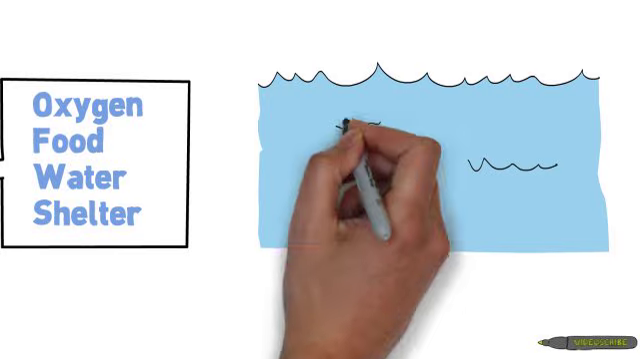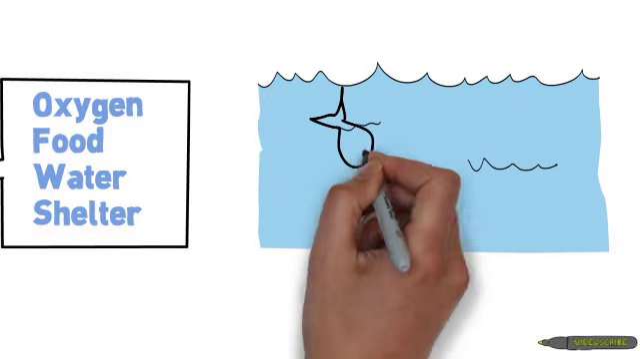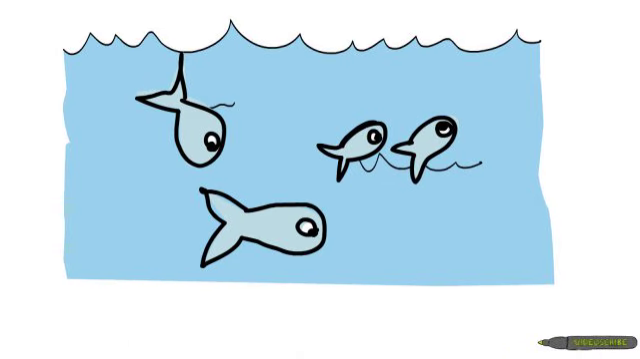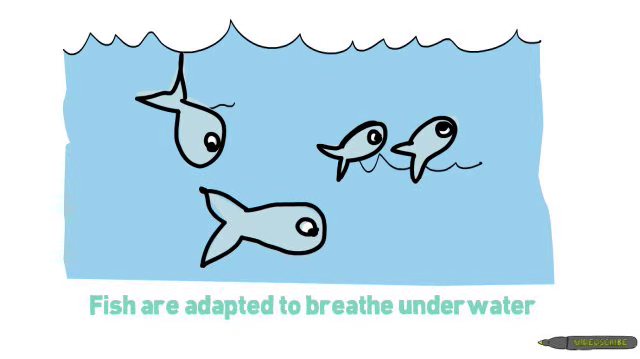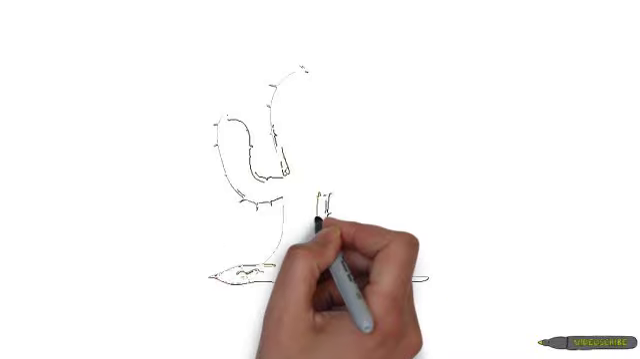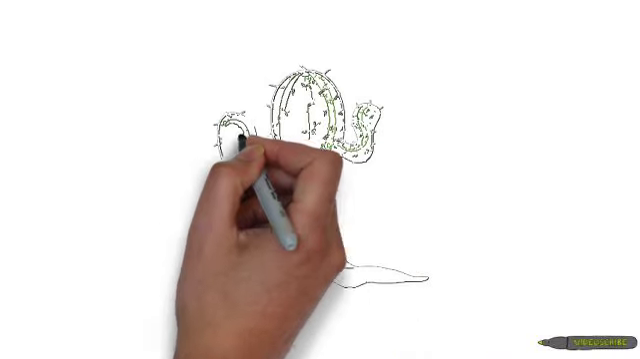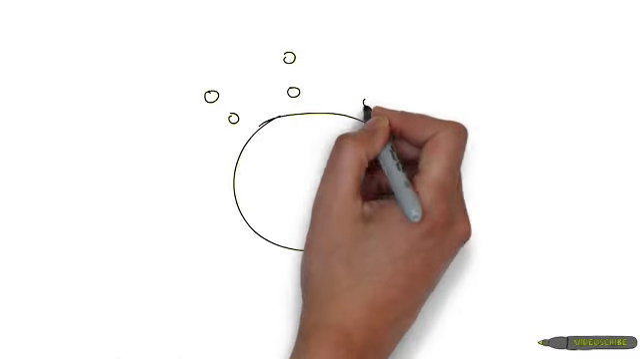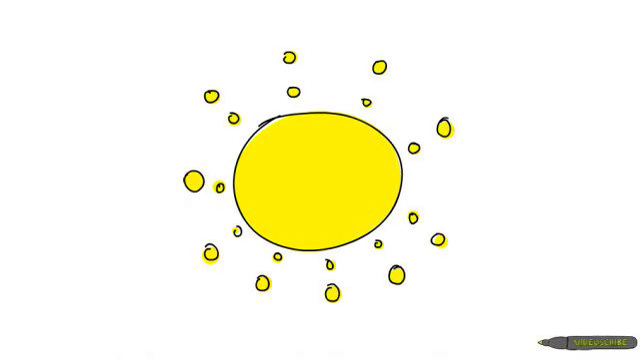Animals and plants are adapted to their habitat. So, a fish can breathe underwater and it has fins to help it move. And a cactus has no leaves in order to reduce water loss, and the spines protect it from being eaten. Ow!